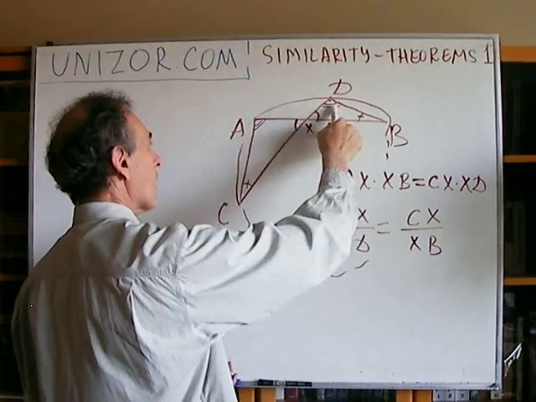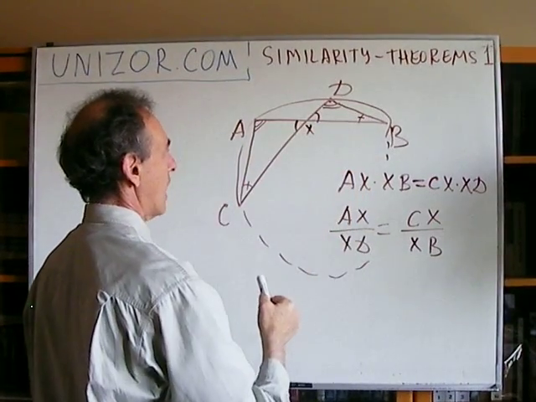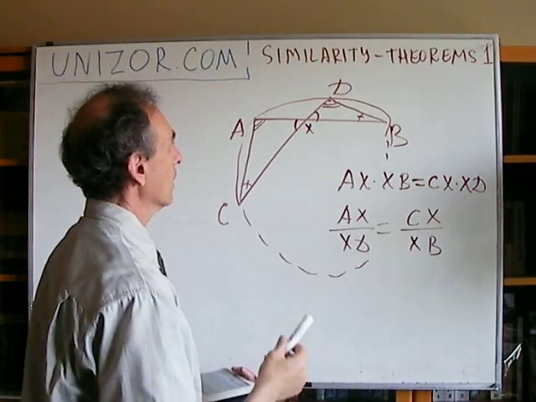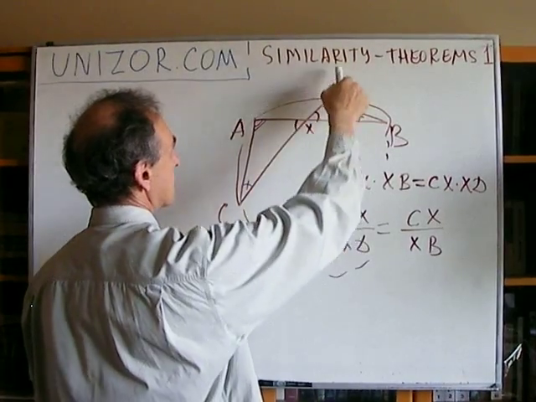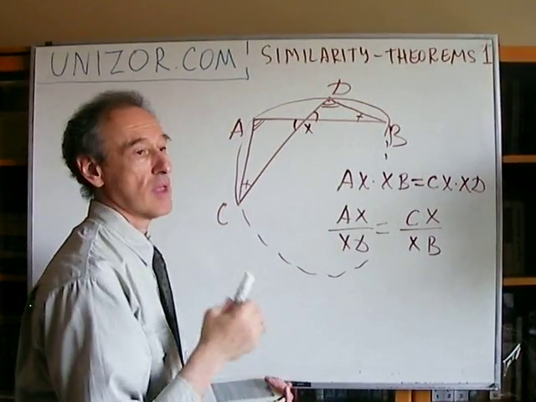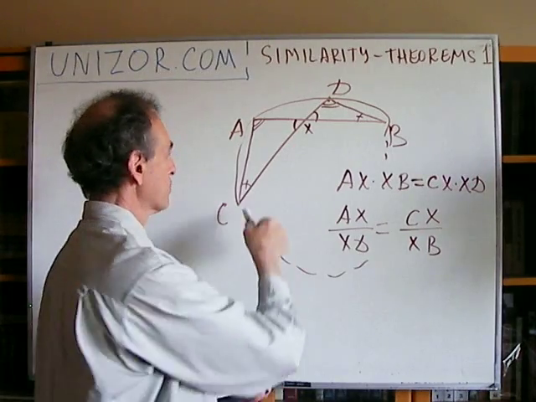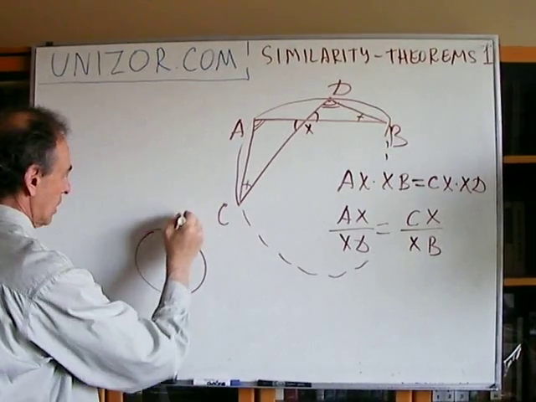But what if they are equal to each other? How to prove that point D actually lies on a circle? Well, for a very simple reason. You know that if point D lies outside of the circle, then its measure is half the difference between two... Okay, let me put it this way.